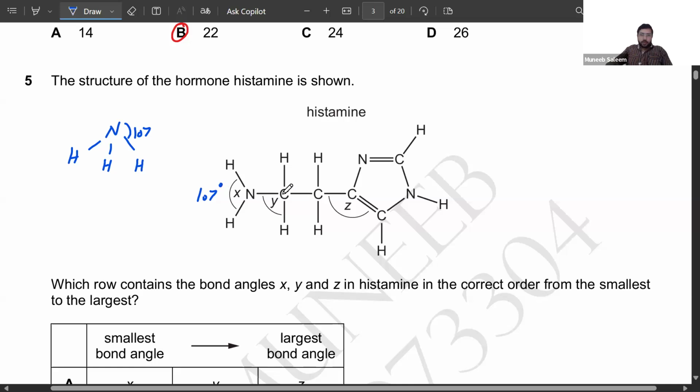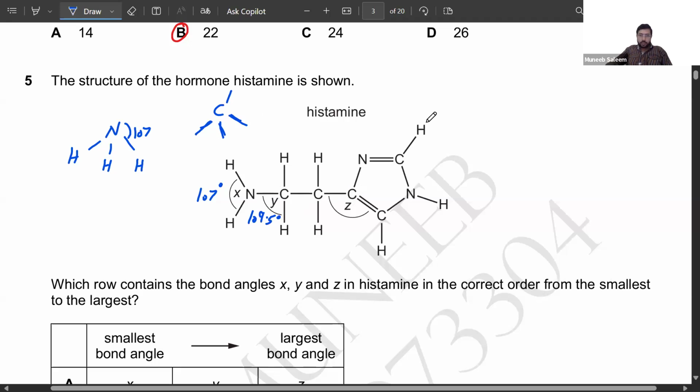And why is that? Y is the one in which carbon is bonded with four atoms through single covalent bonds, which means it is similar to the CH4 molecule. So in that case, it would give you 109.5 degrees.